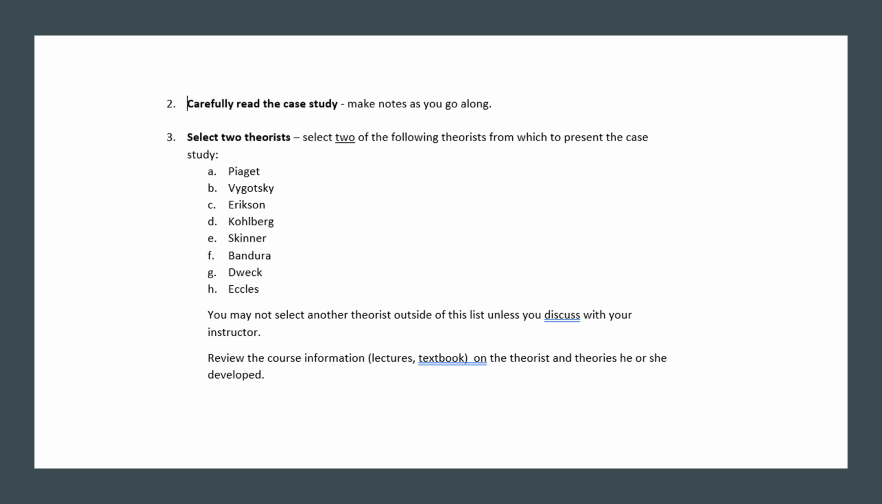So we've covered Piaget and Vygotsky and Erikson. This week we're covering Kohlberg. Soon we'll cover Skinner and Bandura and Dweck and Eccles. You're going to select two of the theorists and you're going to read the case study and analyze it through their perspective. You might review the course information, the lectures, the textbook on the theories they developed.